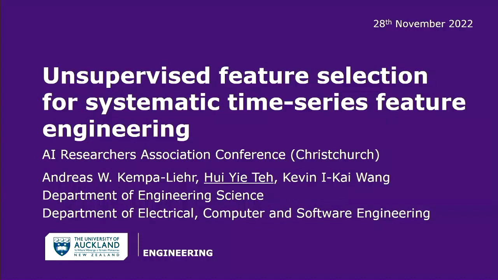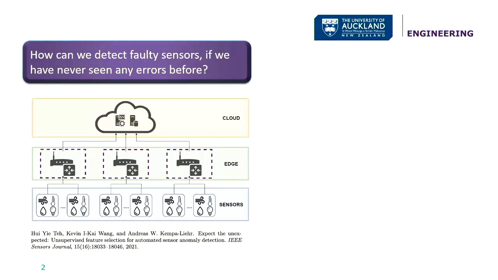Now, the example I'm going to talk about here is a collaboration with the Department of Electrical Computer and Software Engineering. We want to detect if a sensor has broken down, has a failure, if we have never seen a specific failure before. For example, think about a new sensor system which has been constructed. It's a very cheap sensor. You want to deploy it in the field, and you know it will break down at some point, but you don't know how this breakdown will look like in the data.